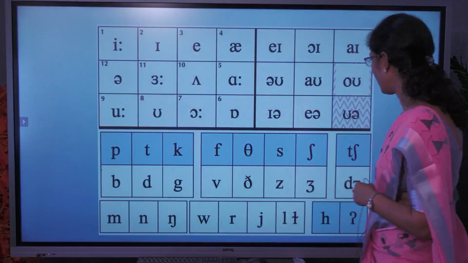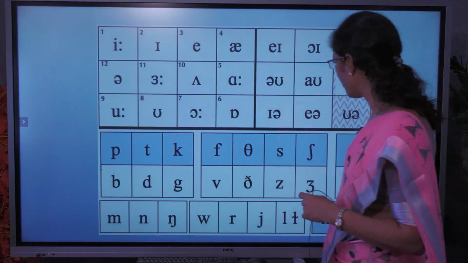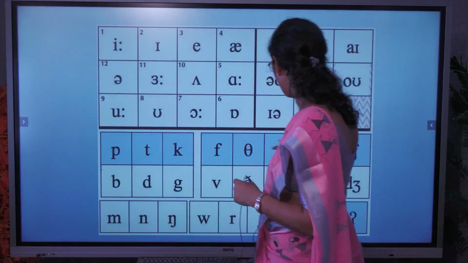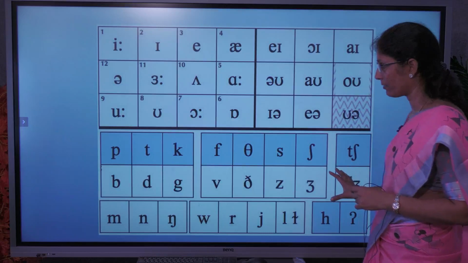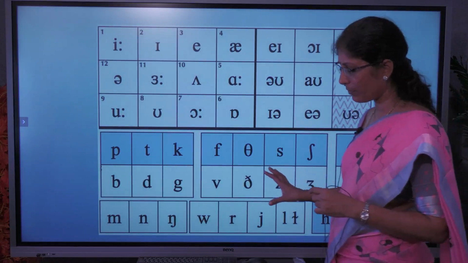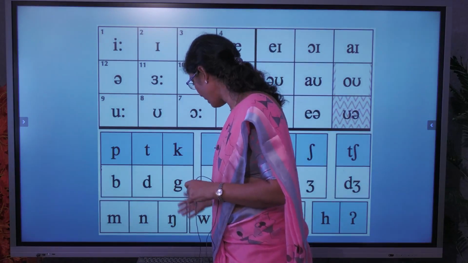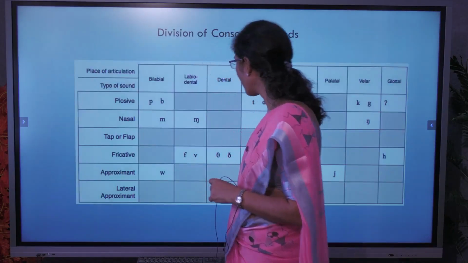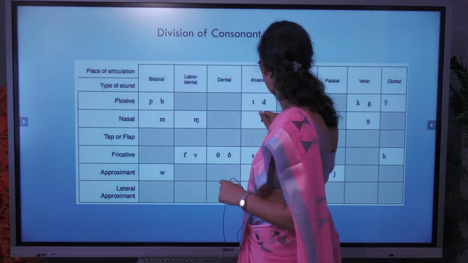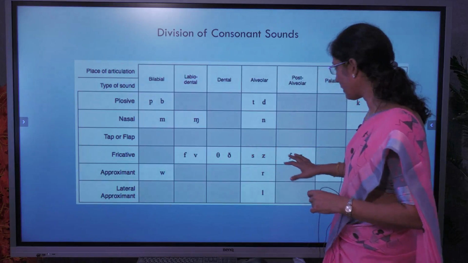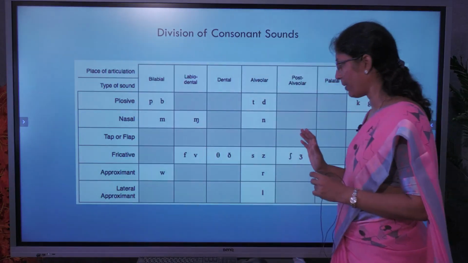So all 44 sounds. But see this: some of the sounds are in blue color. Why are they in blue color? What is the difference? I'll go to the previous slide. If you take these pairs, p, b, t, d, k, g, let us count first, second, third, fourth, fifth, sixth, seventh. There are seven pairs.